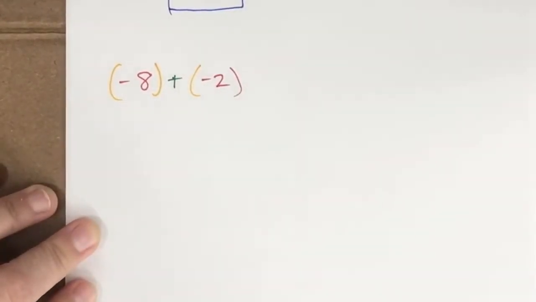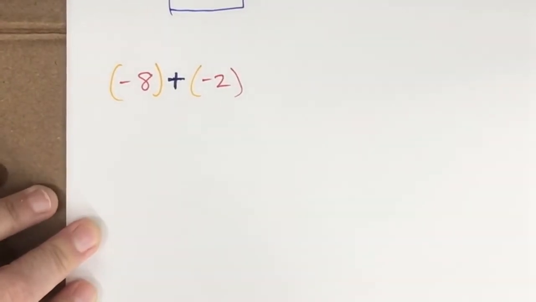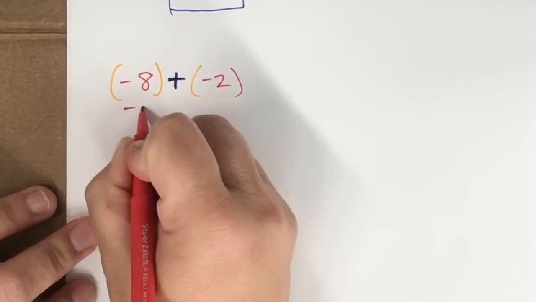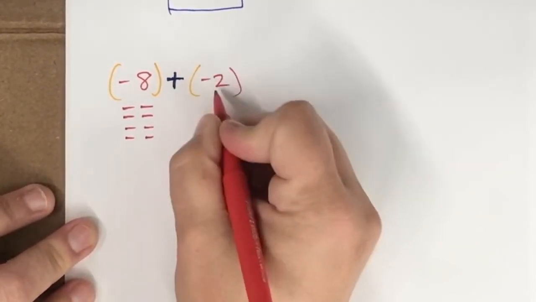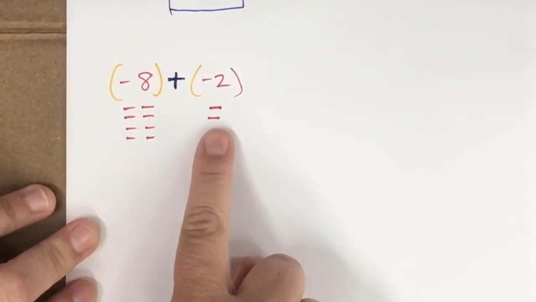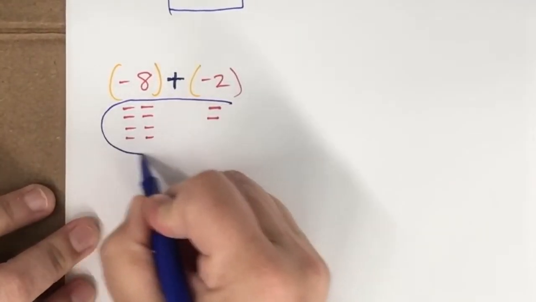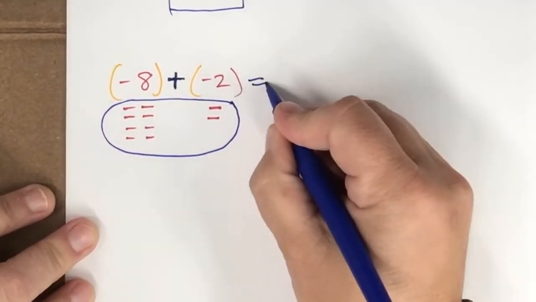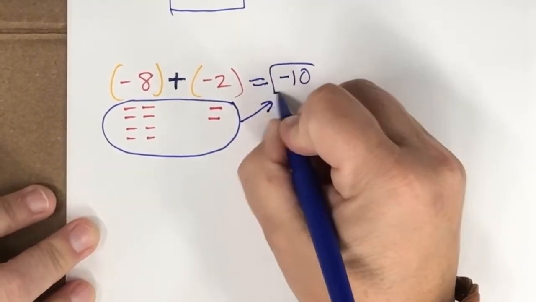So maybe I'll put that we are adding, that's the operation, we'll put that in blue so it's less confusing. But you can see right here, what we have is -8. So we have 8 negatives. And then we have 2 more negatives. Well, negatives don't cancel out negatives, right? They just join up together. So if we add all of those negatives together, then our answer is going to be -10.